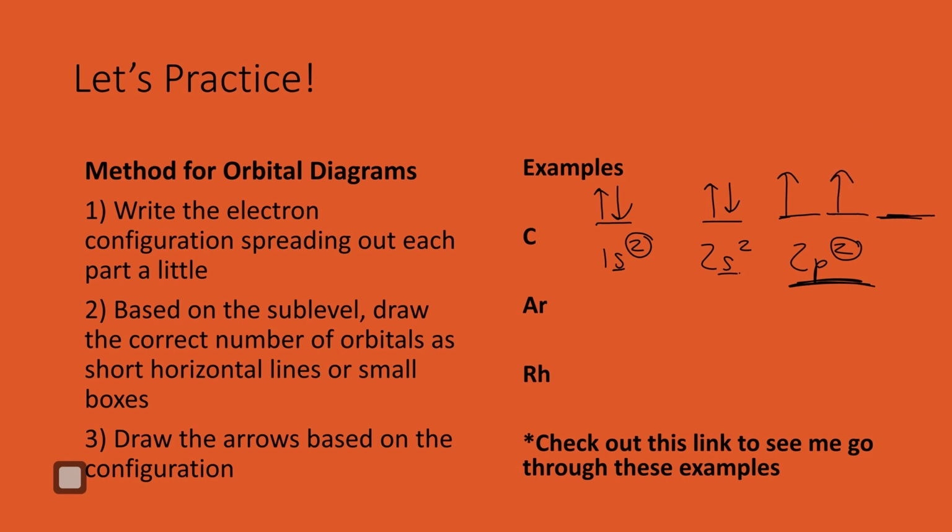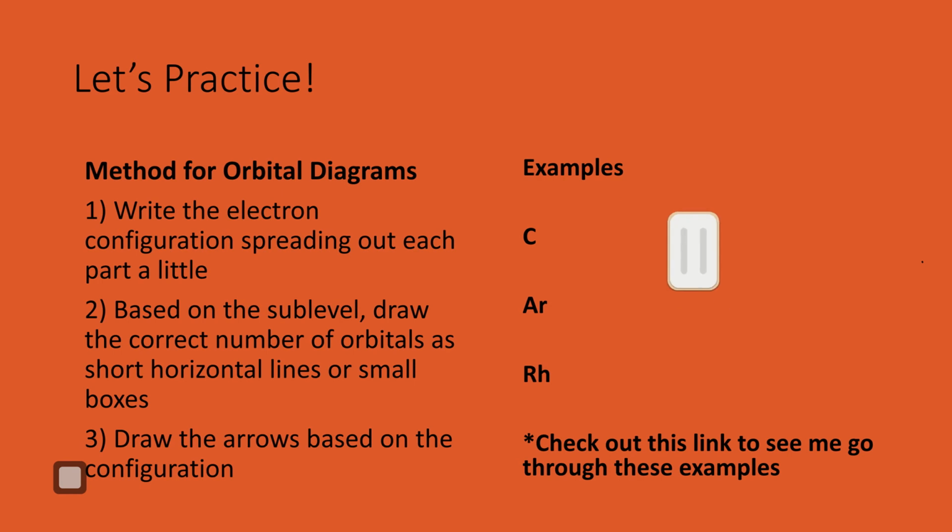Okay? The other thing, though, is you need to draw the empty orbital. It's showing that there's still space for another electron to show up. But this one doesn't have it. Carbon doesn't have any more electrons. I am showing where every electron is clearly in the atom.